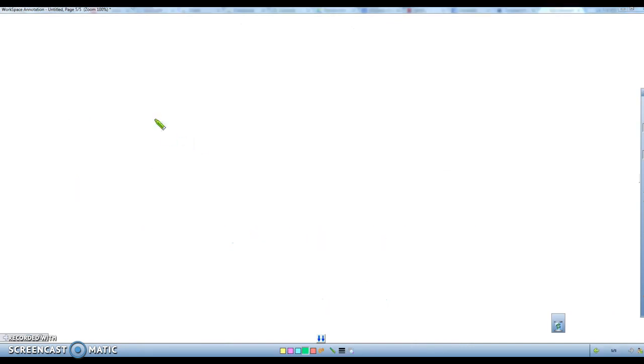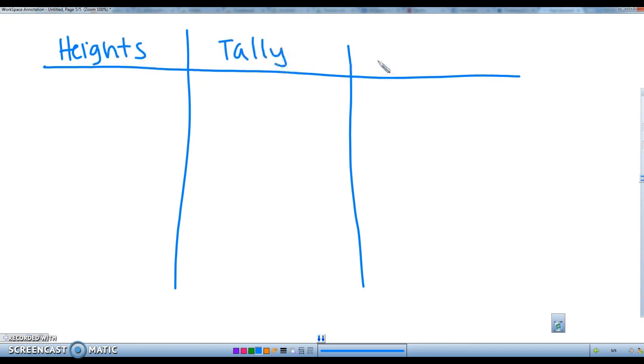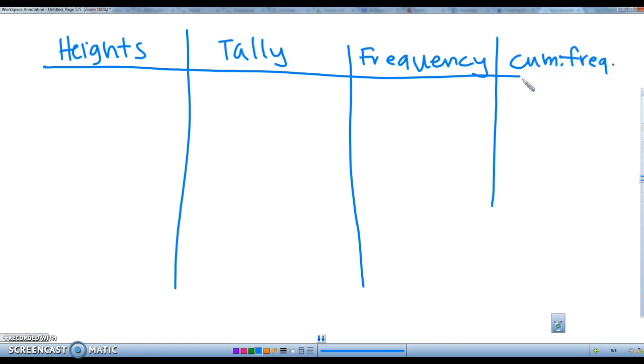So the first thing is a frequency table. If we've never seen a frequency table before, here's kind of what they look like. We have 3 columns. The first one is our raw data, so our heights in this case. And then we'll have a tally column, a frequency column, and sometimes we even have a cumulative frequency.